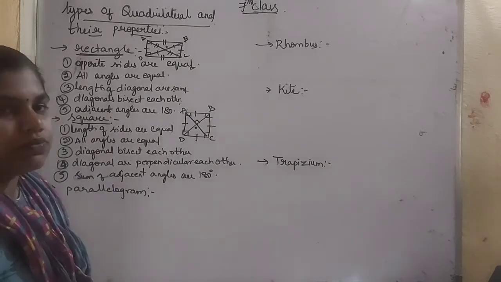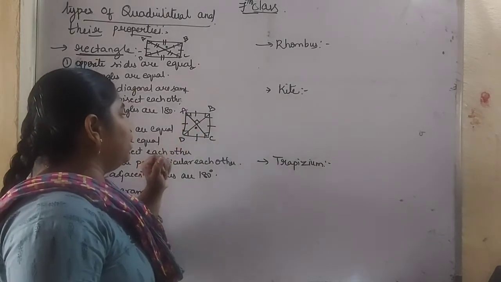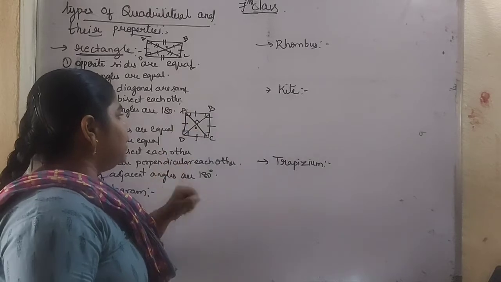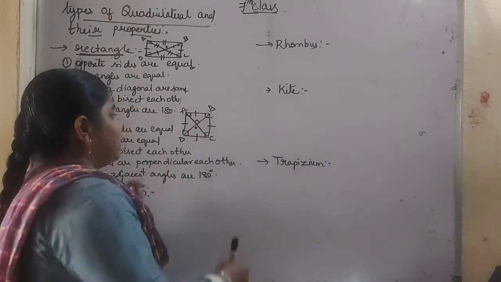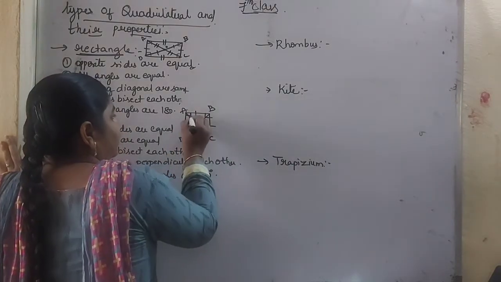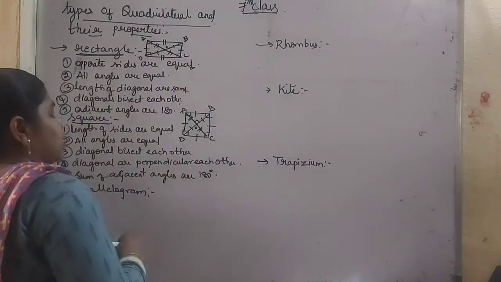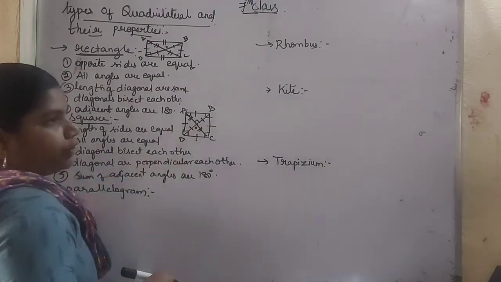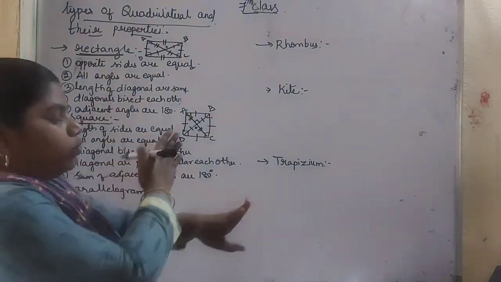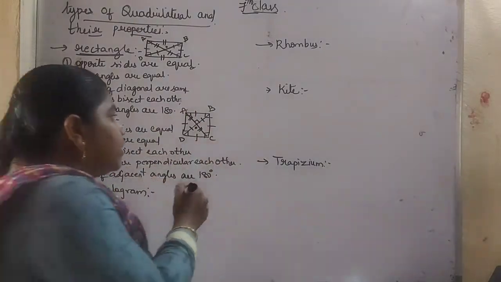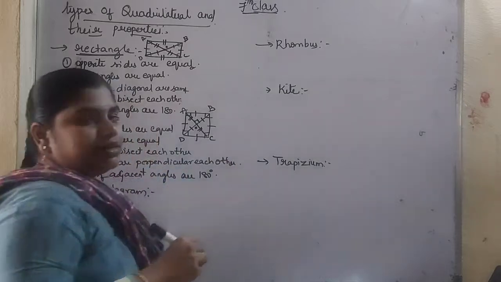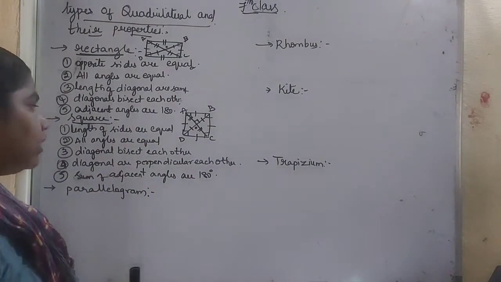So what are the properties of square? All the sides will be equal. All the angles are equal. Diagonals bisect each other. The length of the diagonals will always be equal, and they are perpendicular to each other. If the two diagonals intersect at a point, it forms 90 degrees there. That means it is a perpendicular angle.